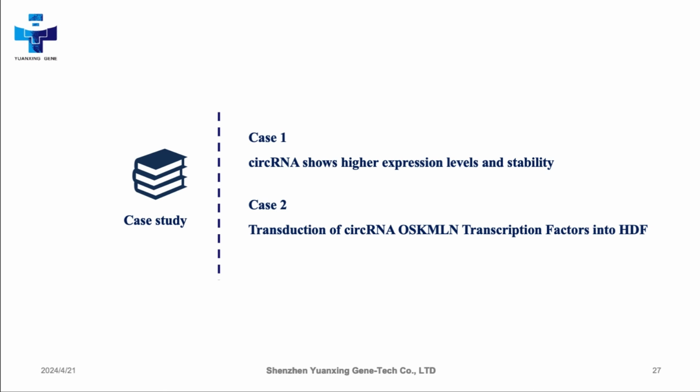This part contains 2 case studies. Case 1 is about the comparison of the circRNA and the linear RNA, and the other case is the function of the iPSC transcription factor circRNA.